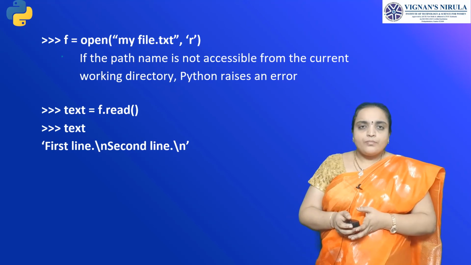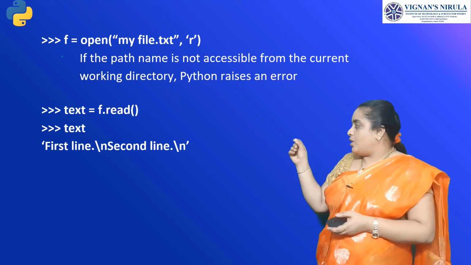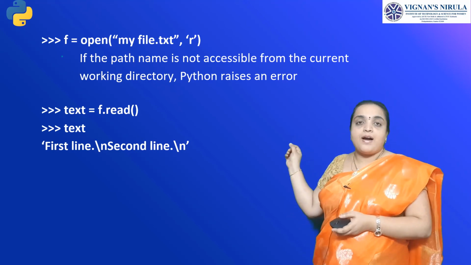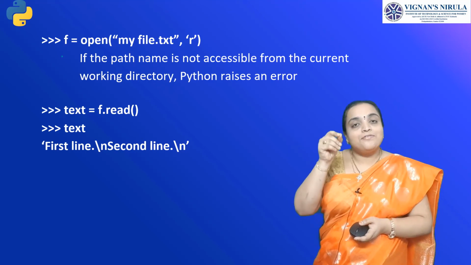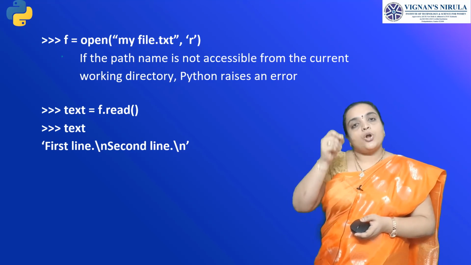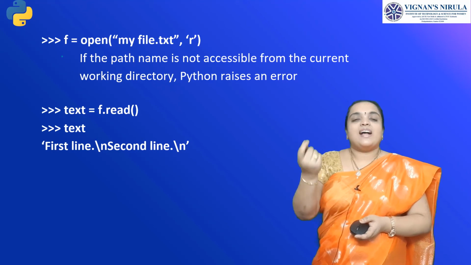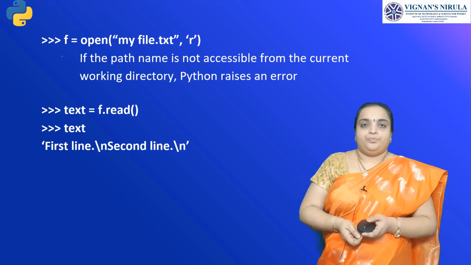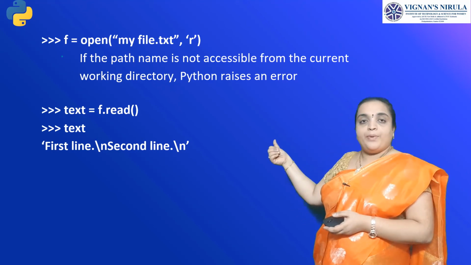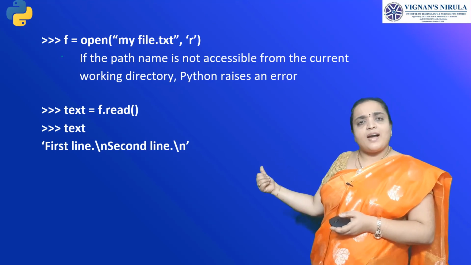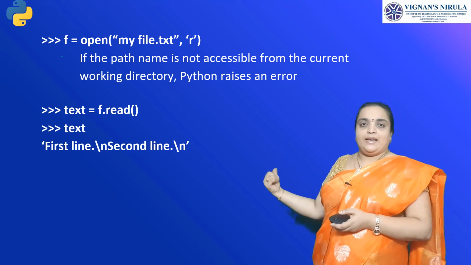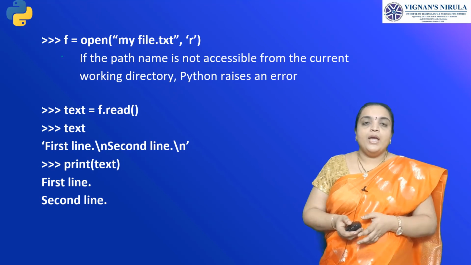Clear? Then text is equal to f dot read. The read function is used to read the file. Whatever is there in the file is assigned to the text variable. If you print the text variable, whatever is there in the file, first line, second line, will be printed. So this is used to read the values.